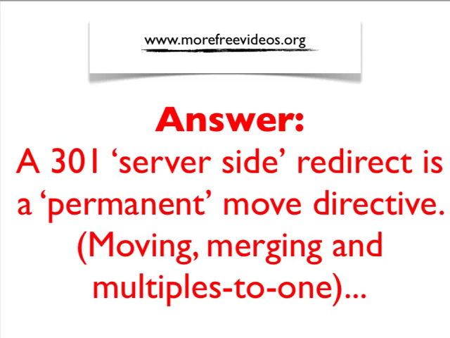So a 301 server-side redirect is essentially a directive that tells the server what to do, as well as the search engines, when somebody hits that page. And if it's page X on server A and it needs to move to B, well, users will see that new page on the new server, and search engines will have this 301 instruction to actually move this as a permanent page move.